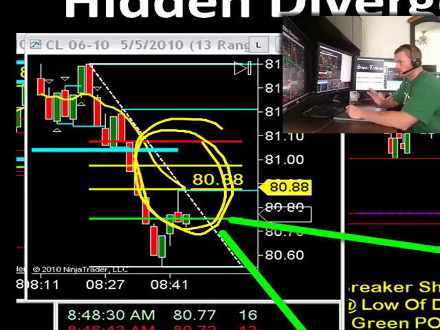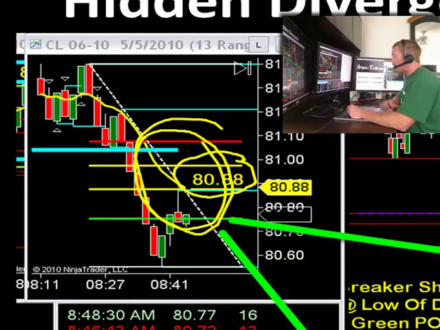Now, during the wave pattern short, we're looking for price to keep rising, right? I want to see it rise up into this 80, 88 level here on the crude. Now, we never got that far. We never ended up taking the trade, but I wanted to show you guys what hidden divergence looks like.